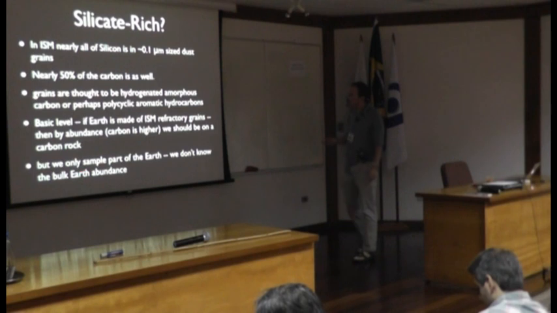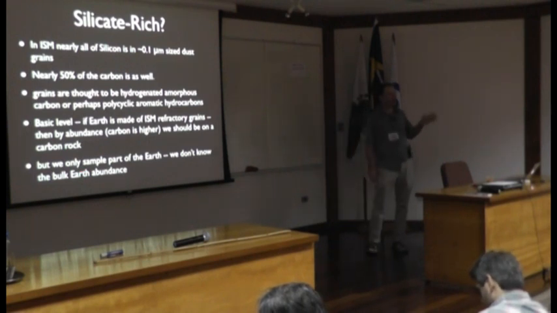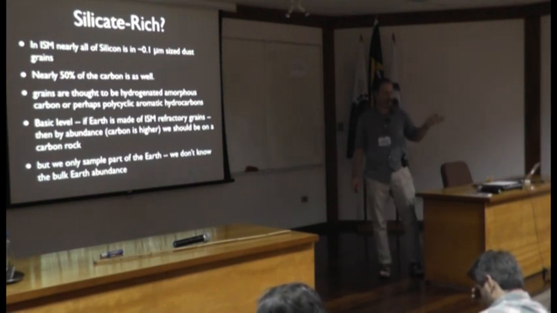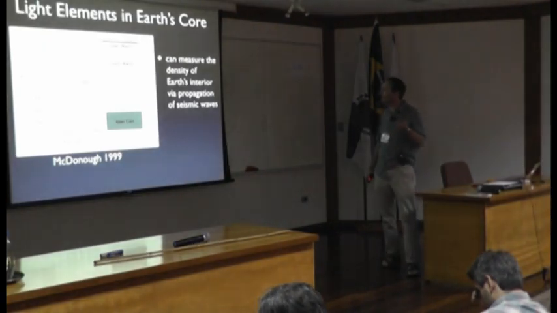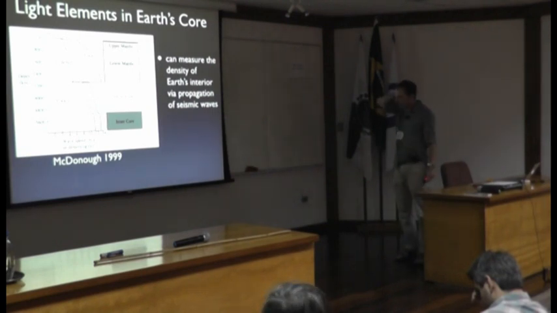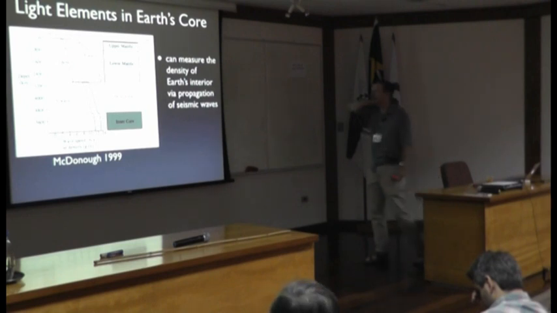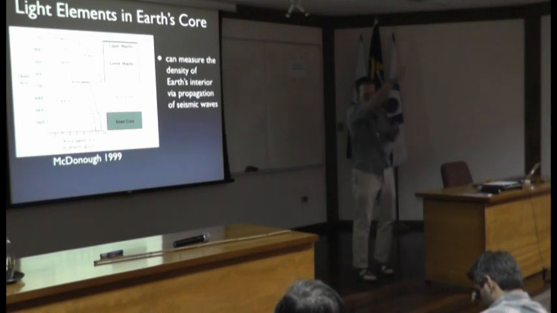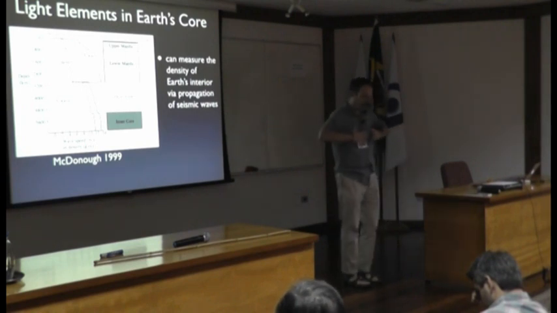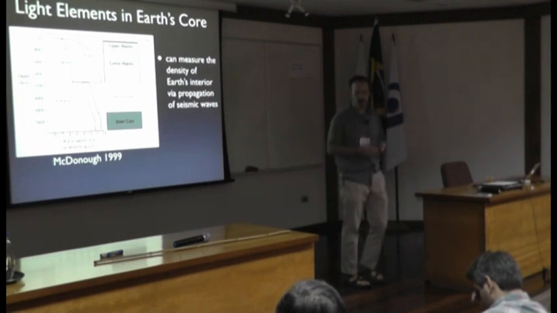Now, it also is true, however, that we only sample part of the Earth. We sample the surface. And there is some evidence that there is some lighter element than iron and nickel in the Earth's core. It could be carbon. It could be other things as well. That evidence comes from the transmission or propagation of seismic waves. So there's two flavors of seismic waves. There's the direct waves that come radially outwards, and then the S waves that come out sort of like in concentric circles, working their way out.